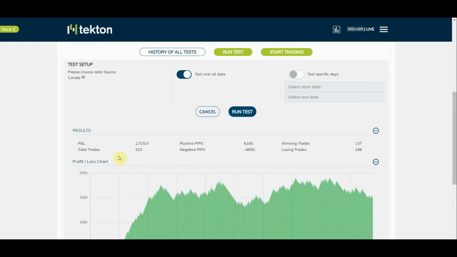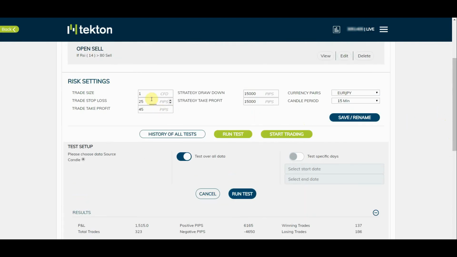The success rate, if we look at 323, so if 40% of that would have been around 128, 129 trades, it's actually higher than that. So it's well above 40% success rate and just under 60% loss rate. But remember, the risk to reward is different gearing.